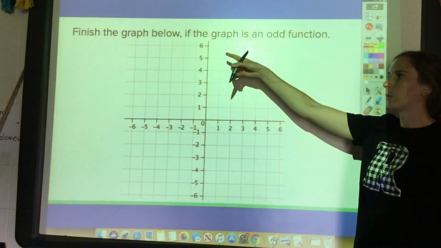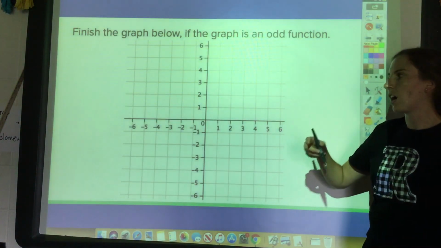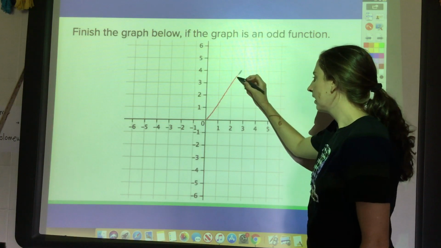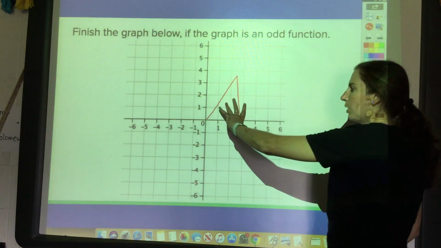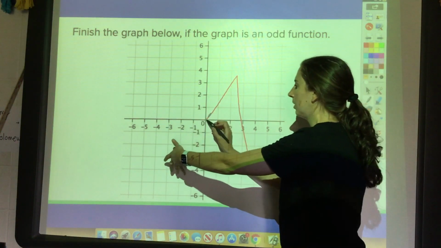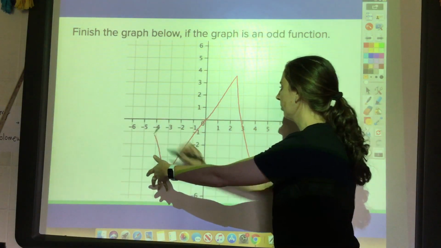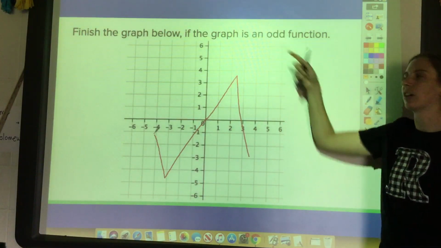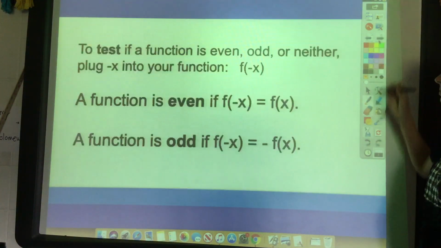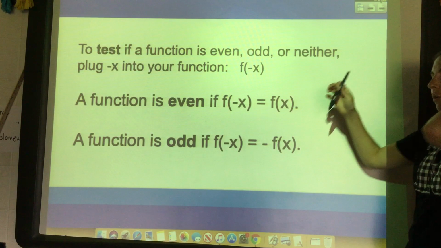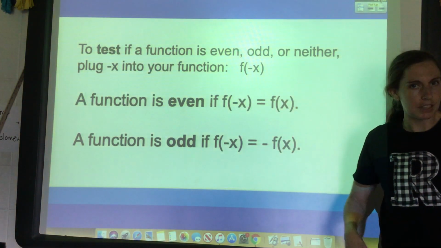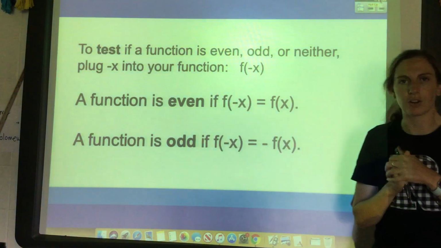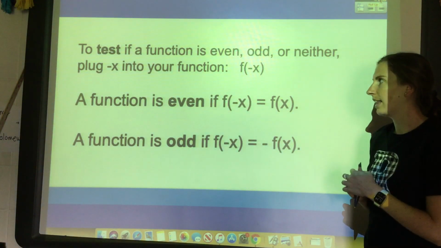Here's another example. If I wanted to finish the graph, if it's an odd function, like let's say it looks like this. If I were to rotate that 180, it would be like down and up. So that would be an example of finishing the graph if it's an odd function. Okay, so you can always just look at the graph and see if it's even or odd, but you can also test algebraically to see if a function is even or odd. And here's how that works.